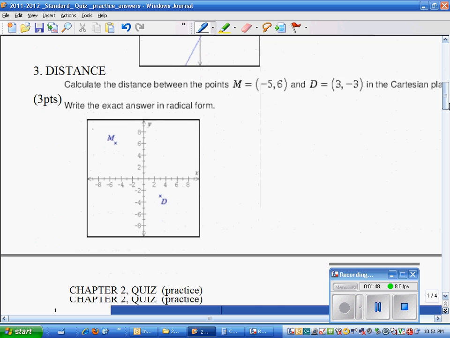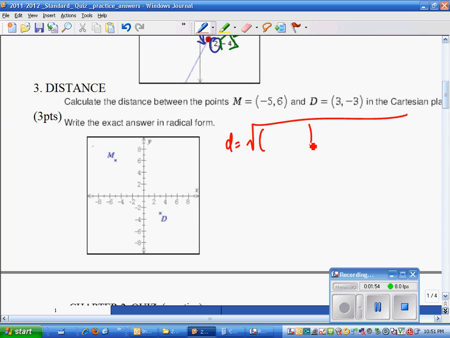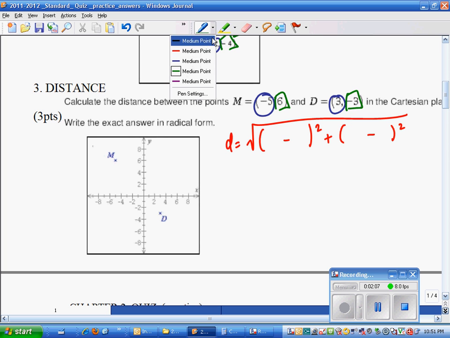Distance, giant square root. Subtract the x's squared. Subtract the y's squared. Circle, box, plug, chug. Circle the x's. Box the y's. For my x's, I'm going to go left to right. Notice the arrow. And for my y's, again, I'm going left to right as well. Notice the arrow.